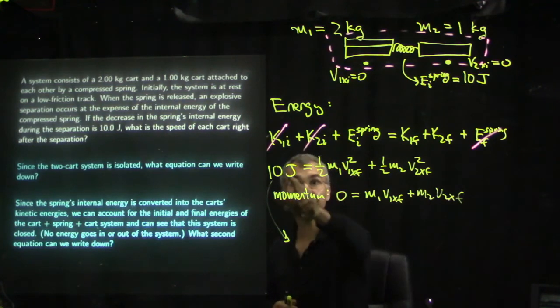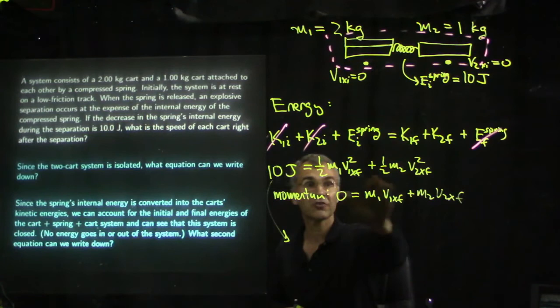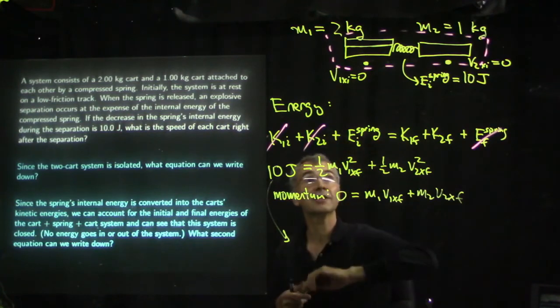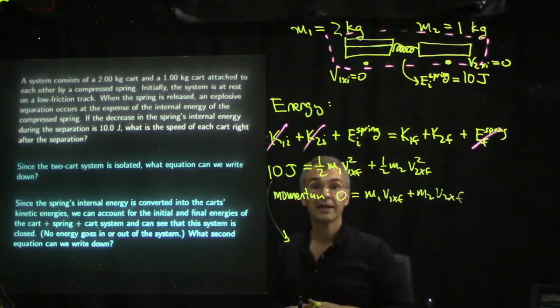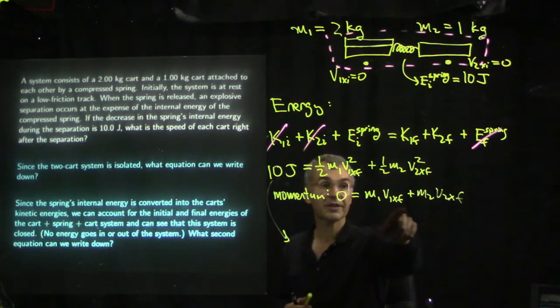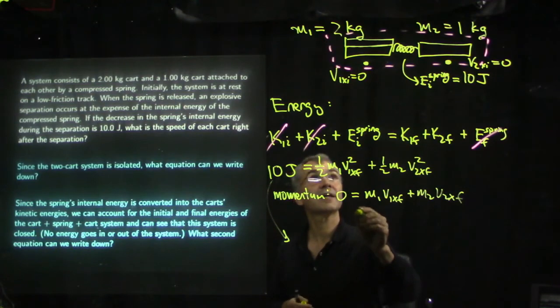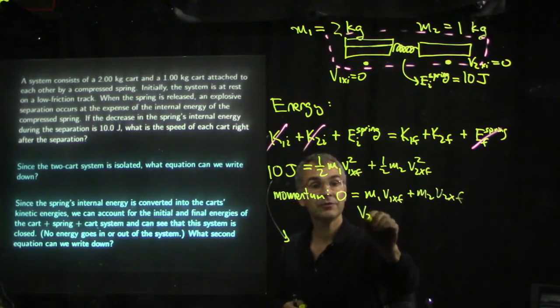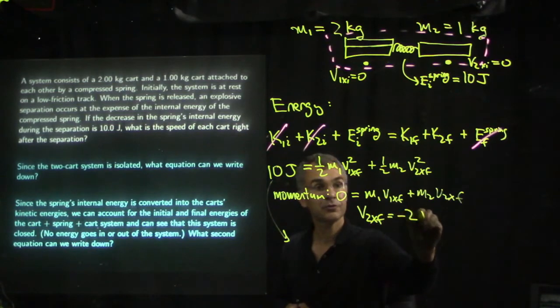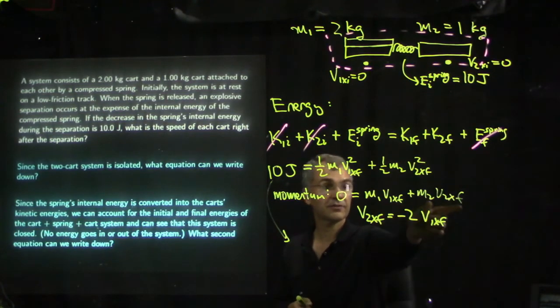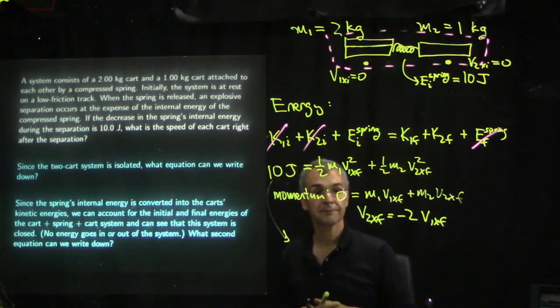So let's just say that the 10 joules initially stored in the spring equals the sum of the 2 final state kinetic energies. We can say that because the system is closed and because the initial kinetic energy is 0. The initial state momentum is also 0, so it's 0 on the left side: m1 v1x final plus m2 v2x final. So that tells us that v2x final is minus 2 v1x final, because this should be minus m1 over m2, and m1 over m2 is 2.